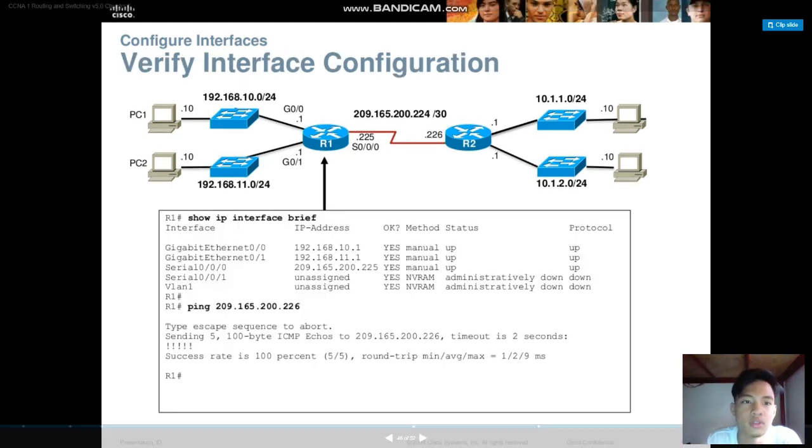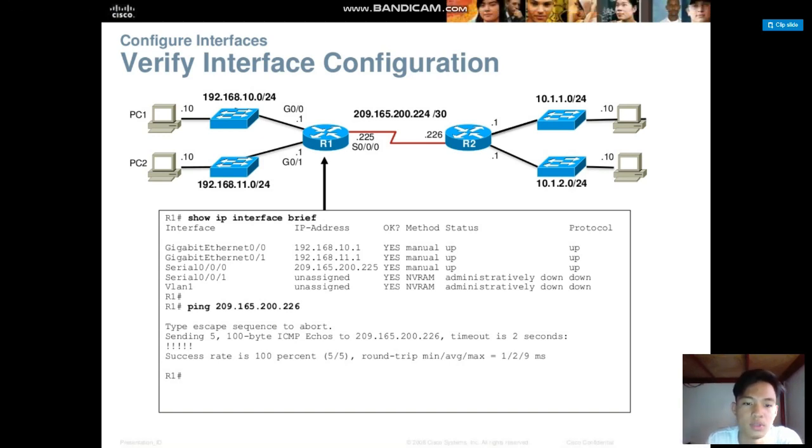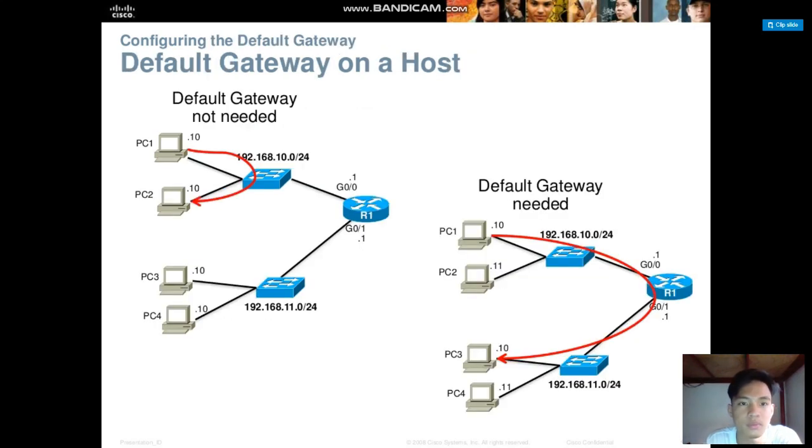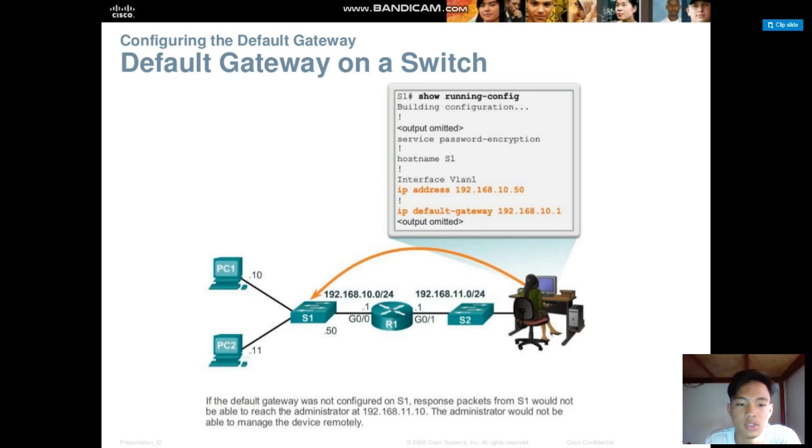Verify interface configuration. Use show ip interface brief and ping 209.165.200.226. These are the following commands. Default gateway on a host: this shows default gateway not needed and default gateway needed. Default gateway on a switch. If the default gateway was not configured on S1, response packets from S1 would not be able to reach the administrator at 192.168.11.10. The administrator would not be able to manage the device remotely.